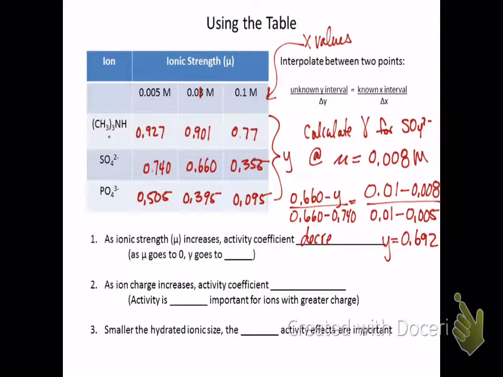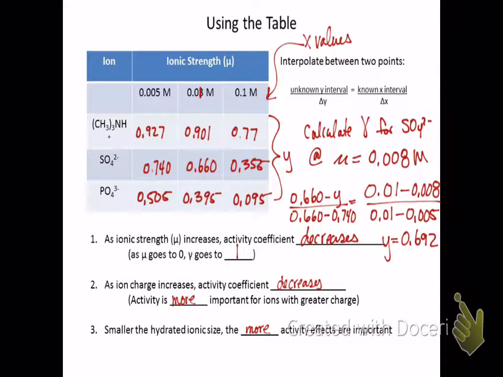When I do this, I'm able to solve for a y value, which is my activity coefficient for this particular ion, sulfate, that I have at a concentration or an ionic strength of 0.008 molar, and I get a value of 0.692. So as ionic strength increases, the activity coefficient decreases. Another way of saying that is as mu goes to 0, gamma goes to 1.